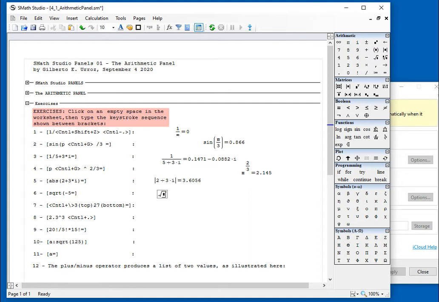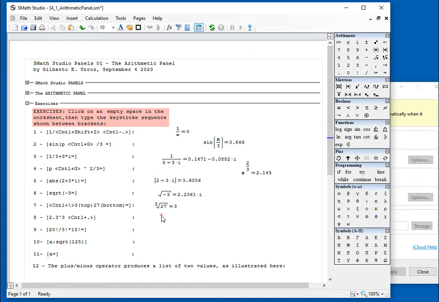Square root of -5 equals, it gives you an imaginary number, 2.2361 times I. Here we have control backspace, and it says put 3 at the top. So we click at the top here, put the 3, and 27 at the bottom. Basically, we're calculating the cubic root of 27, which is equal to 3.